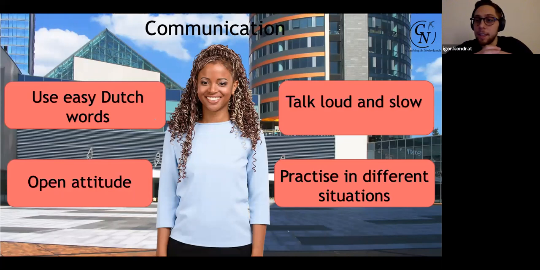And the last one is just to practice in different situations. It's different when you speak, for example, for a crowd, like 10 people or 2 people or one-on-one, or in a bus or maybe in a plane or at the gym. There are a lot of different situations, and Dutch people use also different words in different situations.